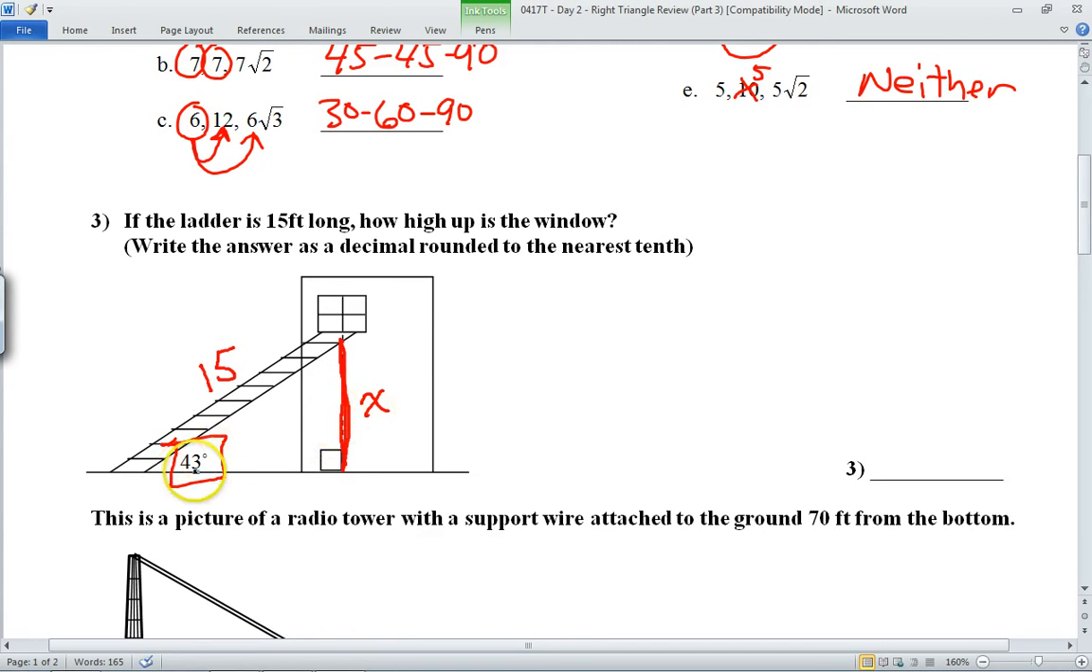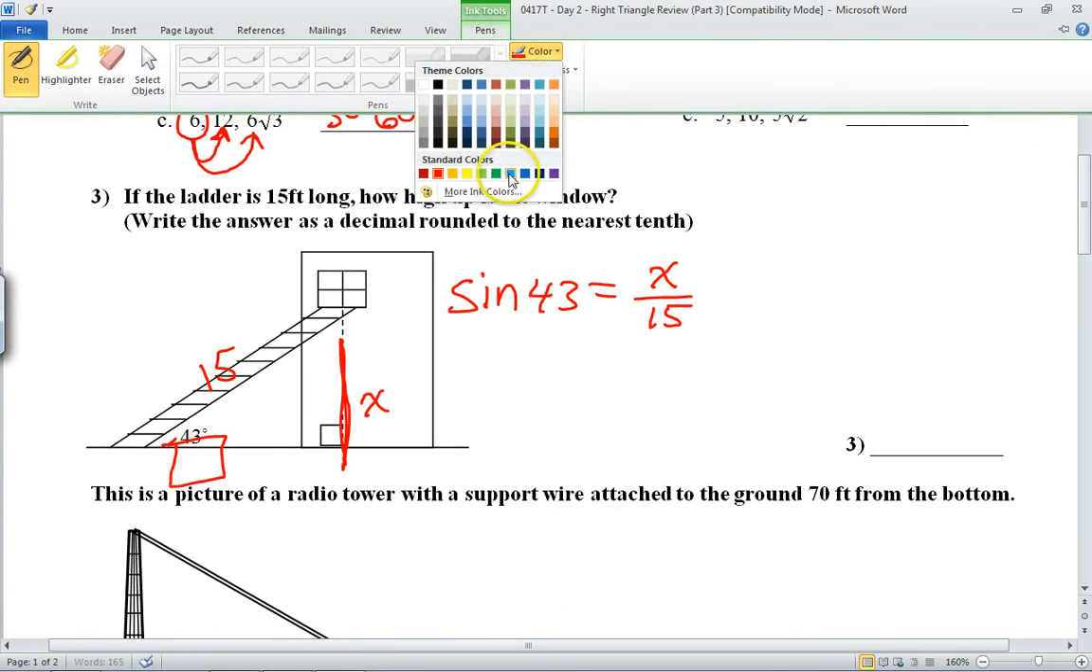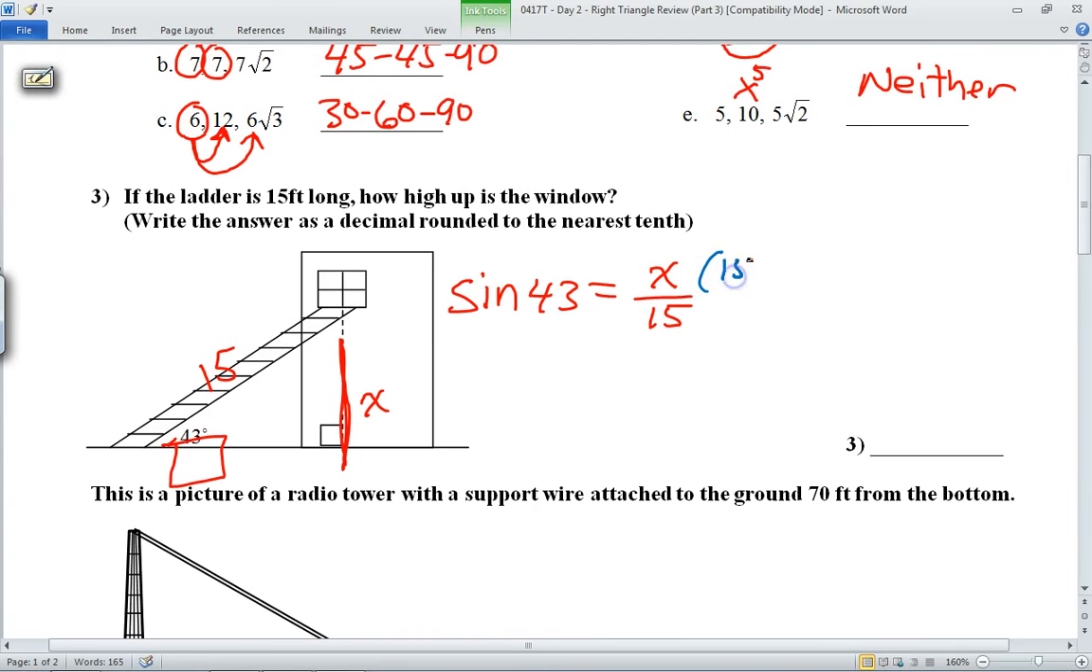Well, look at this 43, and then we've got the x and the 15. Which trig function is this looking like? Let's see, based on the 43, x is opposite and 15 is the hypotenuse. Opposite over hypotenuse, that's the sine function. So sine of 43 should equal x over 15. To solve for x, we will multiply both sides by 15. Those cancel out. And if we needed an expression instead of a decimal, this would be the answer right here.